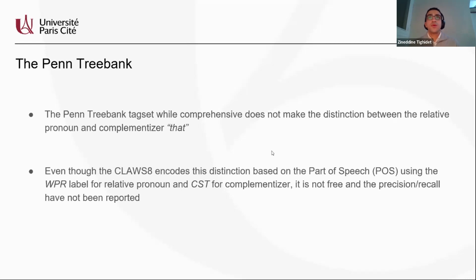While the Penn Treebank is comprehensive, it doesn't make the distinction between that as a relative pronoun and that as a complementizer. Even though CLAWS8 makes this distinction using the WPR label for relative pronoun that and CST label for complement that, it is not free, and as far as we know, the precision and recall have not been reported.